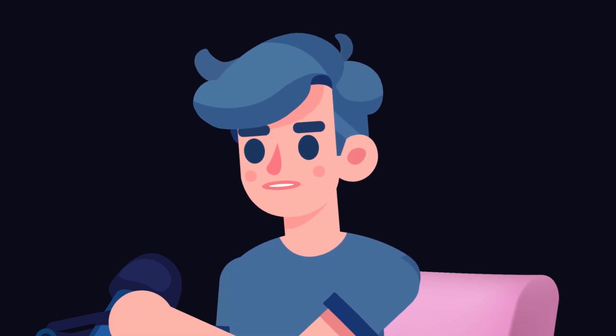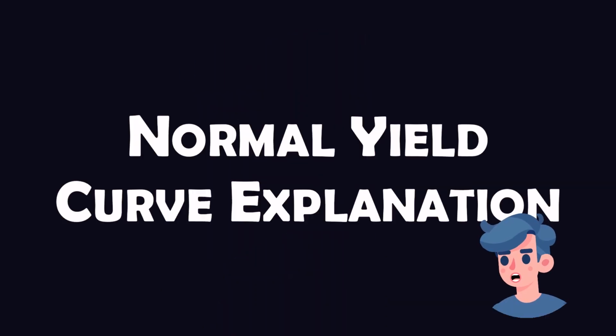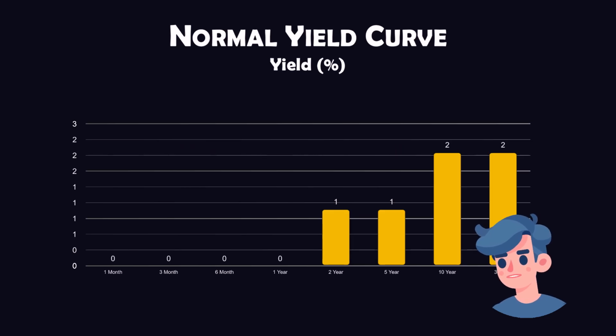In most cases, the U.S. Treasury. One of the most common yield curves is the Treasury yield curve, which shows the yields of U.S. Treasury securities at different maturities. Now, let's look at how a normal yield curve appears.